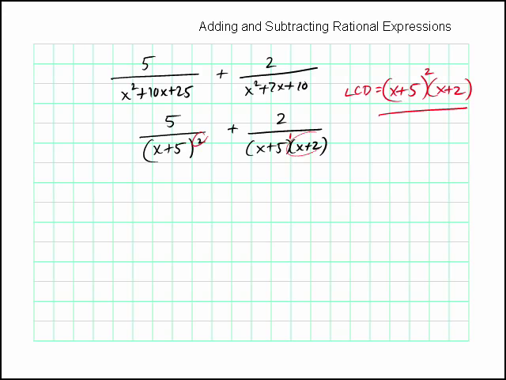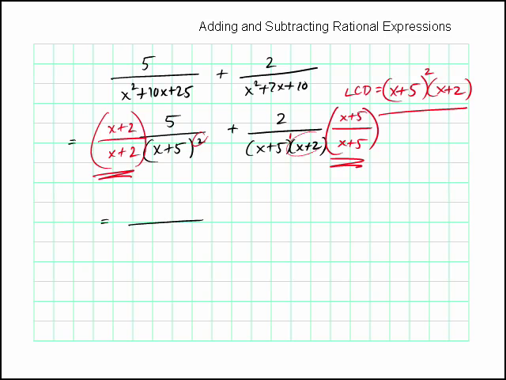That means I'm going to have to multiply this fraction by the x plus 2. And this fraction needs to be multiplied by the extra x plus 5, like that. That then will give me my common denominator under each fraction.